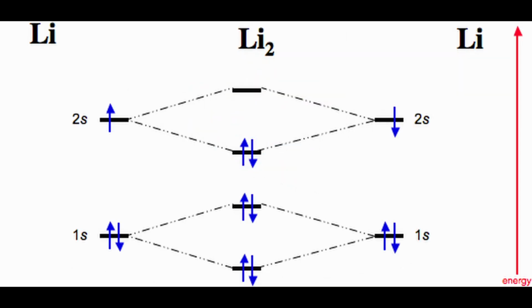Now to lithium. Each lithium atom has electrons in both 1s and 2s orbitals. When they bond, the electrons in the 1s orbital form a closed K shell written as KK, and the 2s electrons enter the bonding molecular orbital. With a bond order of 1, Li2 is stable and found in vapor form. It is also diamagnetic since it has no unpaired electrons.